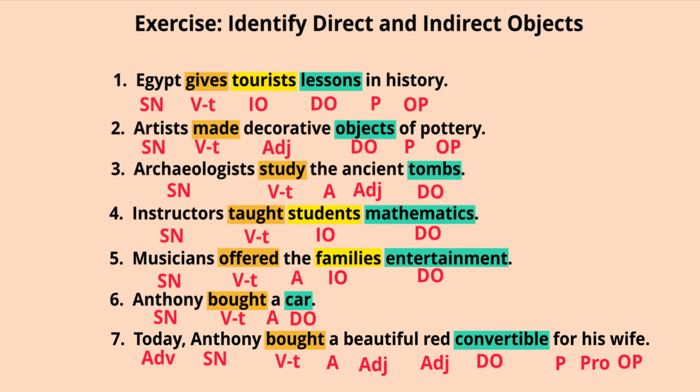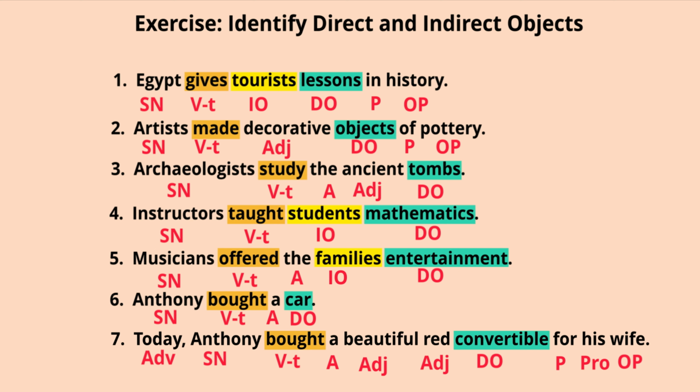Let's see the second sentence. Artists made decorative objects of pottery. Here, artists is the subject noun. Made is the verb. Let's ask the question, artists made what? Objects. So objects would be the direct object. As we have the direct object, made will be the transitive verb.